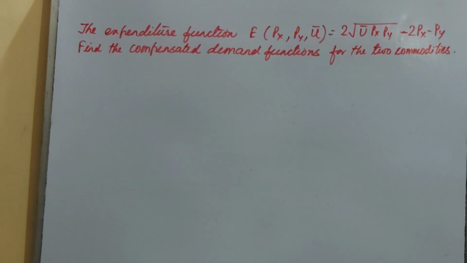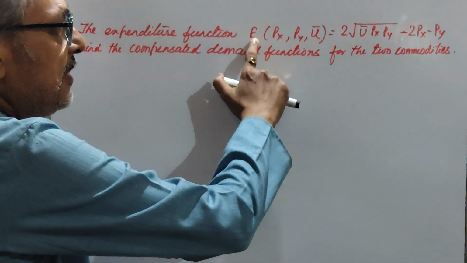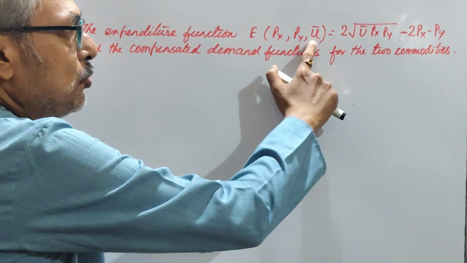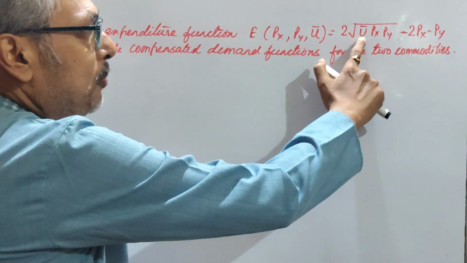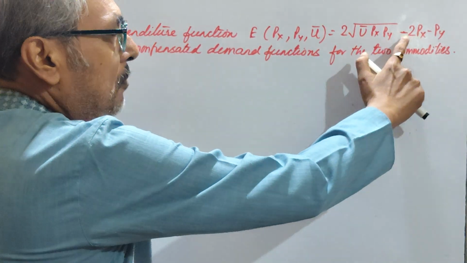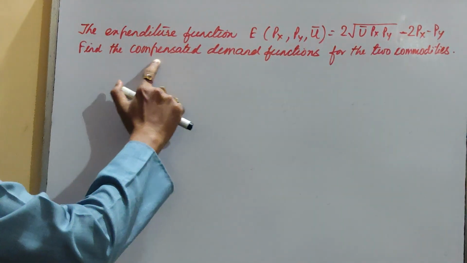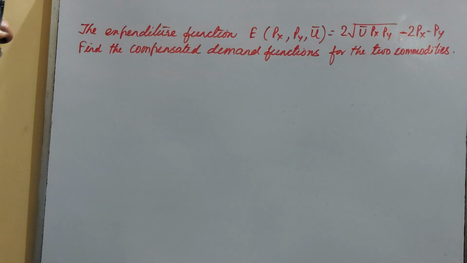Hello, in this video we want to solve this question. This question is from Mathematics for Economics. The question is: the expenditure function E of Px, Py, U bar equals 2 under root U bar Px Py minus 2Px minus Py. Find the compensated demand functions for the two commodities.